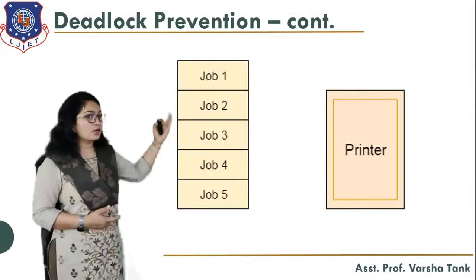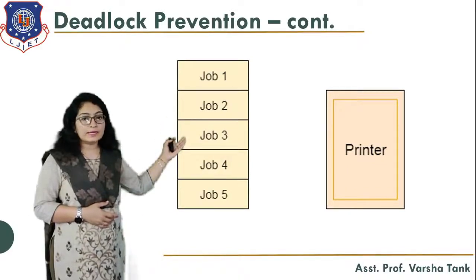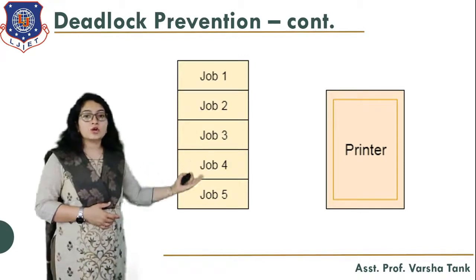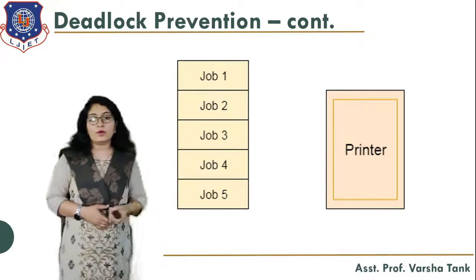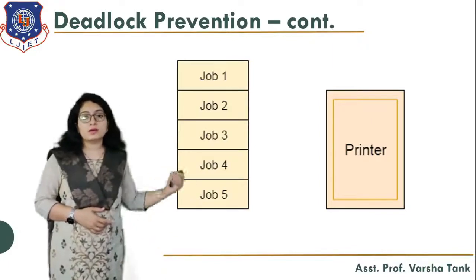Here you can see the number of jobs that will be assigned to the printer. First job 1 will complete its task, and then job 2 will complete its task. In the same way job 3, job 4 and job 5. And if many more jobs are there, they will be queued in this queue.